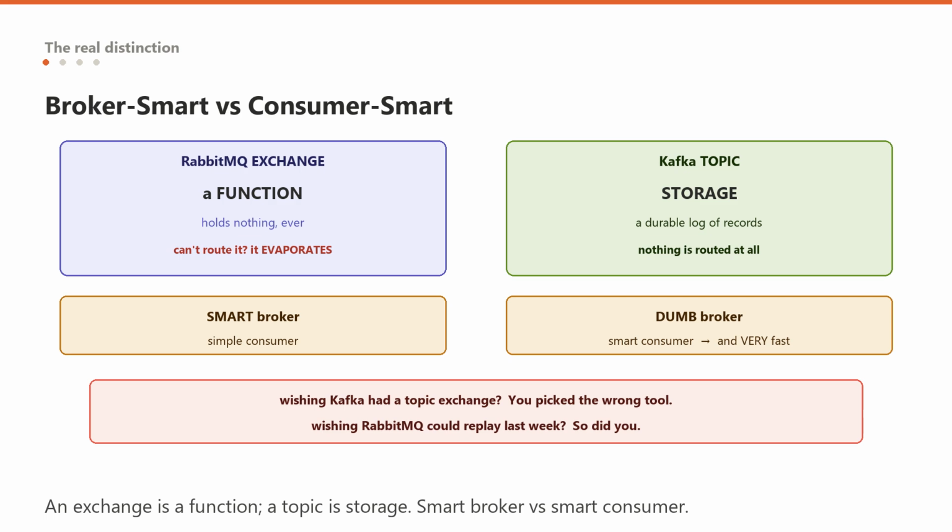So the rule of thumb, and this is the sentence to say: use RabbitMQ when the routing is complicated and each message is a task that needs individual handling. Use Kafka when the routing is trivial and each record is an event that many systems will read, possibly more than once. If you find yourself wishing Kafka had a topic exchange, you have picked the wrong tool. And if you find yourself wishing RabbitMQ could replay last week, so have you.